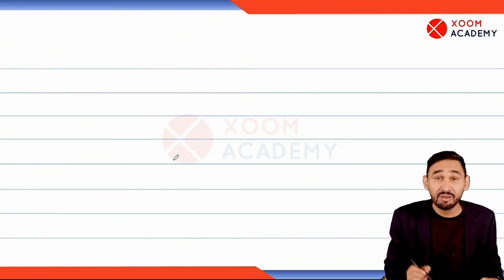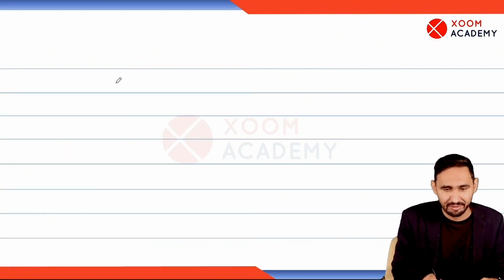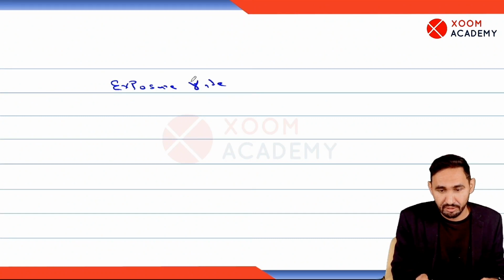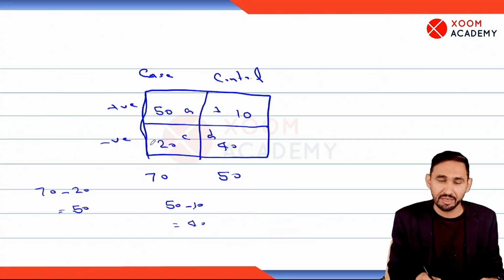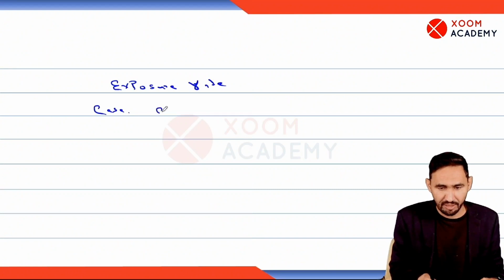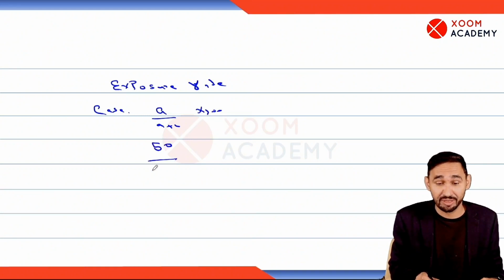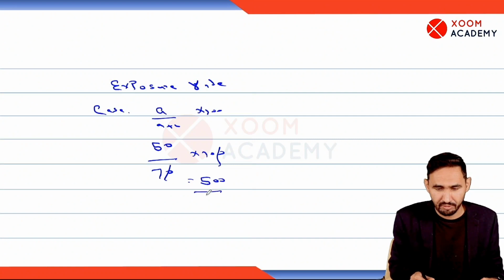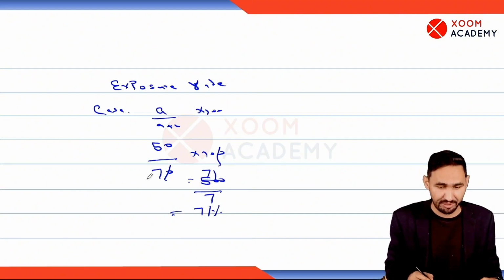So we will measure exposure rate in case control study. Exposure rate in cases and controls. First we will measure exposure rate in cases. How many cases were exposed? These are total number of cases. So we can write the formula A over A plus C into 100. A are those who were exposed. 50 were exposed and there were total 70 cases. So we will calculate them. It is roughly 71%. It means that exposure rate in cases is 71%.